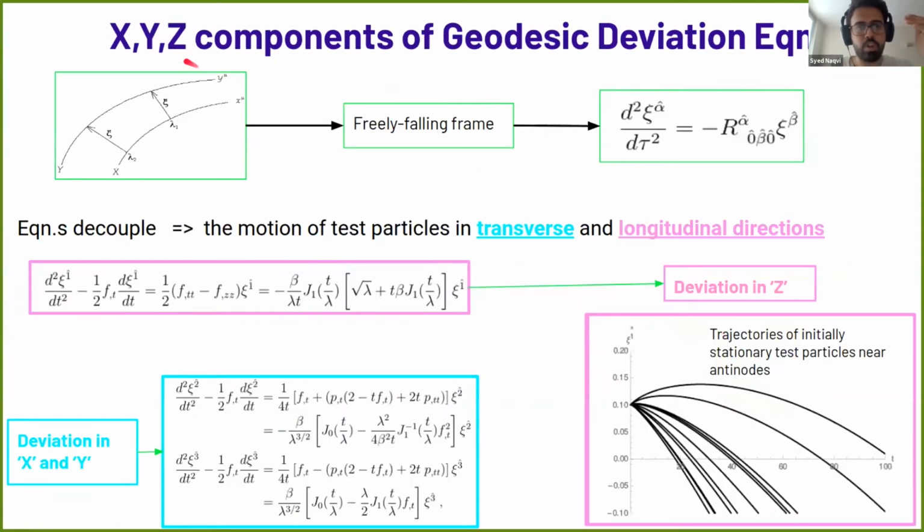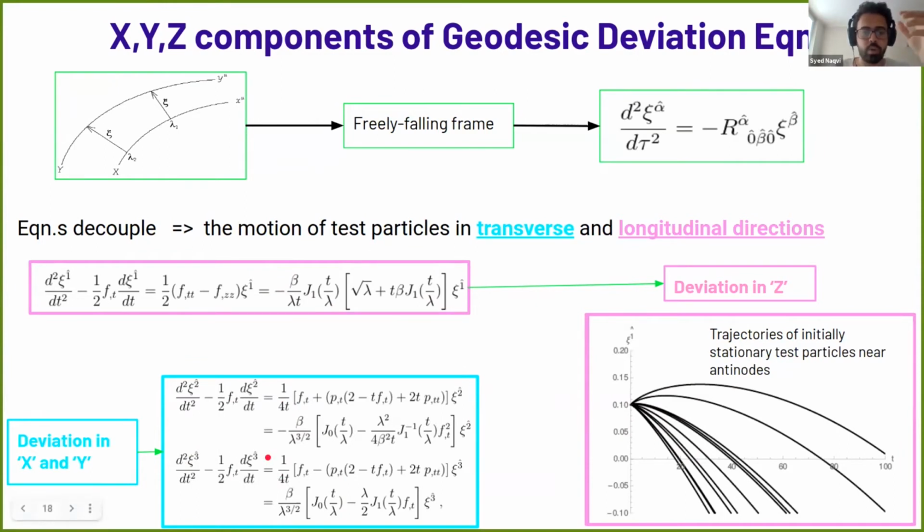So first of all, what are the components of the geodesic deviation equation in XYZ? We took a freely falling frame, and in an orthonormal frame, we studied the geodesic deviation equation. It turns out that the equations decoupled, and the motion of the test particles could be studied in the transverse direction, which is XY, and the longitudinal direction, which is Z. If you study this Z equation, the deviation in Z, we get something like this: the trajectories of initially stationary test particles near the antinode. You imagine that in the Z direction, this displacement vector initially increases and then it decreases, and the particle sort of flies by from the antinode.